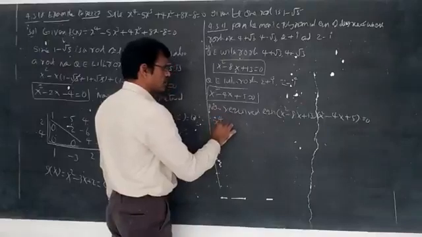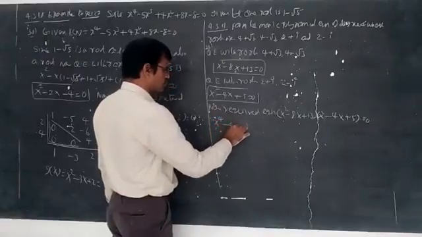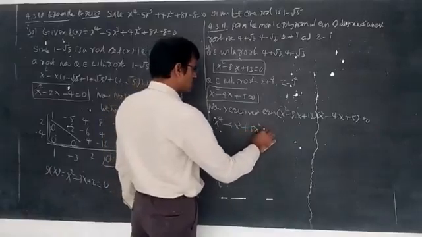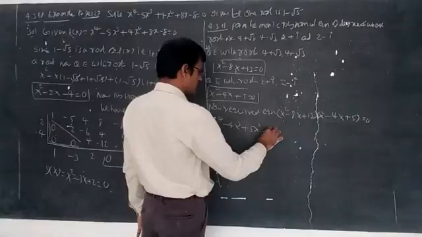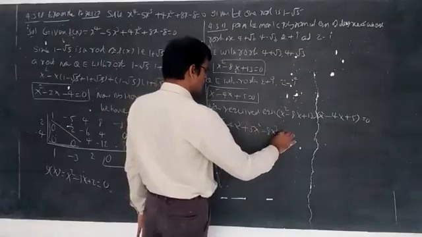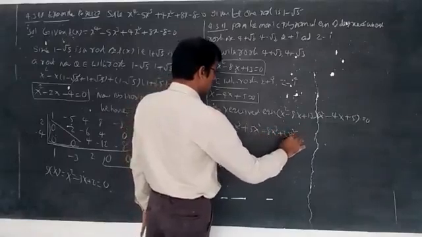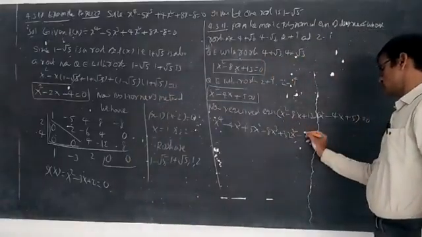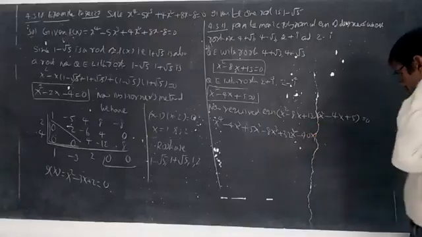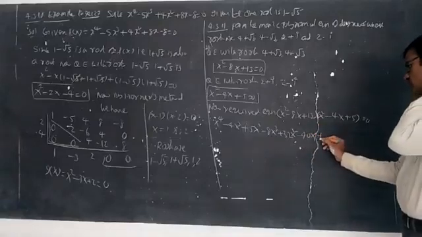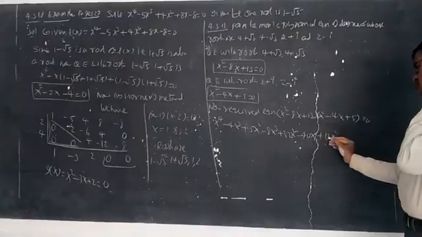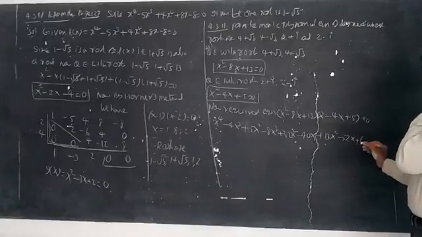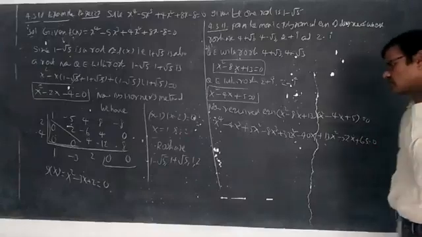Now multiply: x power 4 minus 4x cube plus 5x square. Multiply with the minus 8x: minus 8x cube, plus 32x square, minus 40x. This is 40x and this is complete. Then 13 you can multiply: 13x square, minus 52x, plus 65, equal to 0.